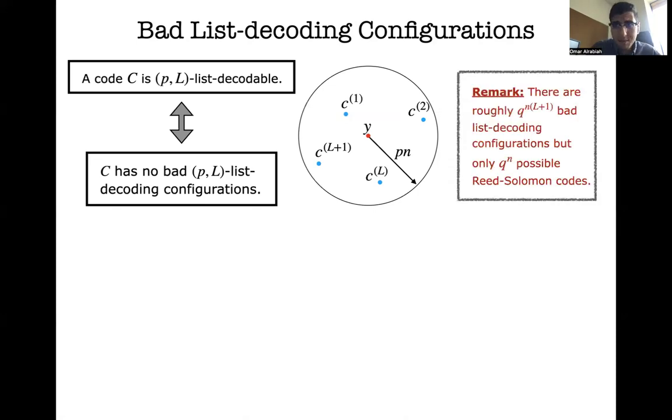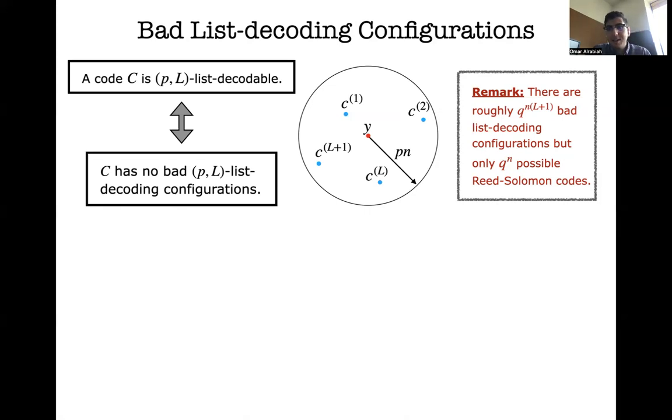And here's the main challenge in this problem, which is that there are a lot of bad list decoding configurations, in particular q to the n times (L+1) of them, roughly, give or take. There's very little randomness in random Reed-Solomon codes. In particular, there are only almost q to the n possible Reed-Solomon codes. So there are a lot more bad events than the amount of randomness that you have. That's what makes the problem quite challenging. And the key in this problem is to try to exploit the structure of Reed-Solomon codes, in particular some of their symmetries. And the question is, how do we do that?